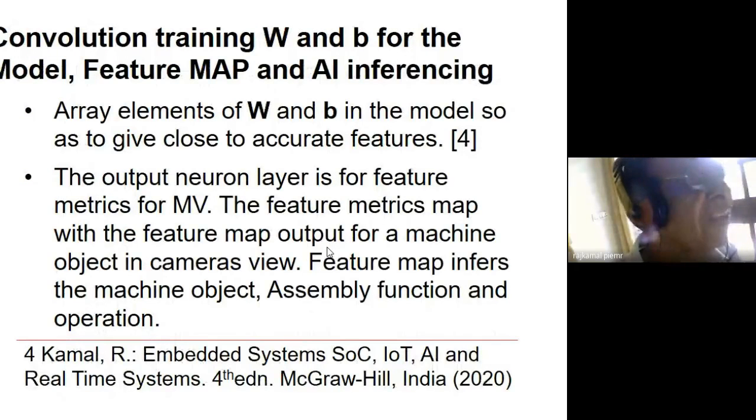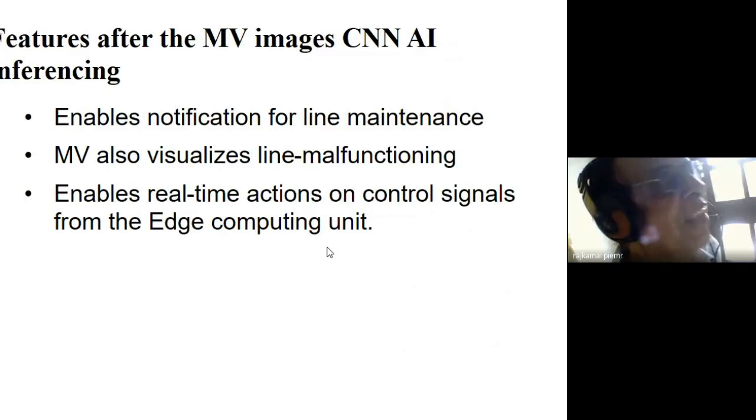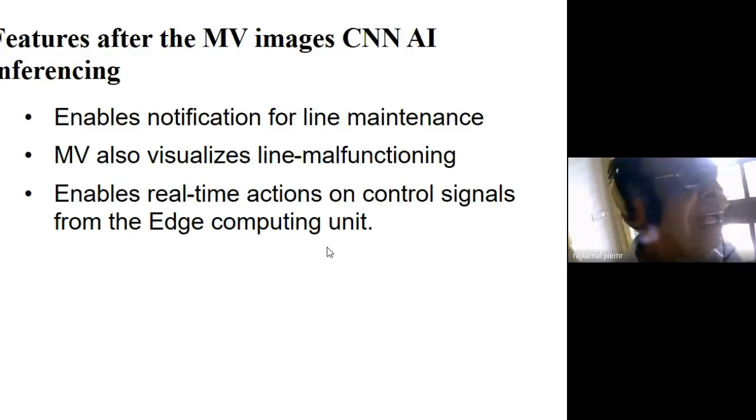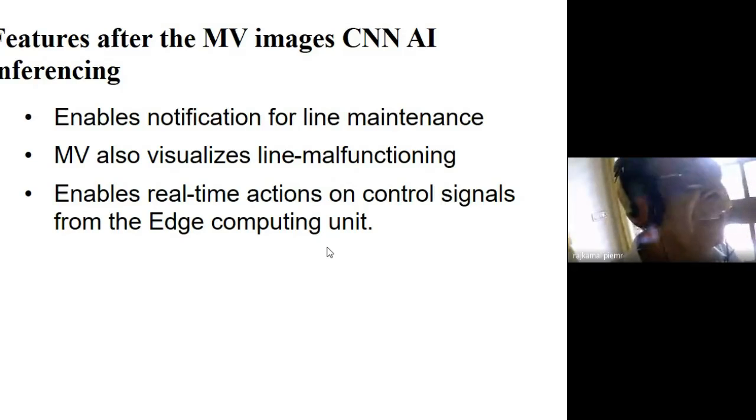Now how this is done, this point I have also explained in my new book which has come recently. Now, features after the machine vision images inferencing: CNN based AI inferencing will enable you to get notification for the maintenance of the assembly line. This will tell that the assembly line has, let us say, stuck somewhere. The assembly line is working with some faults. Some fault has been developed there.